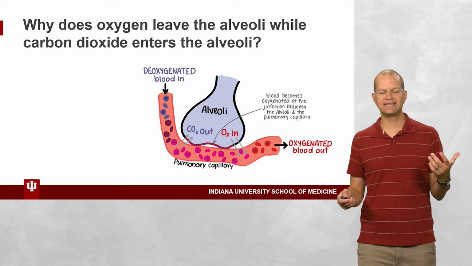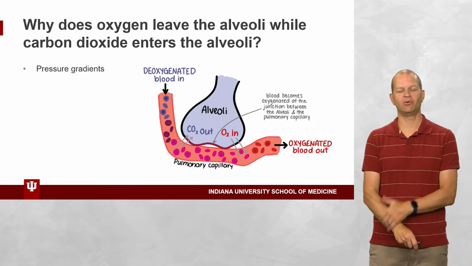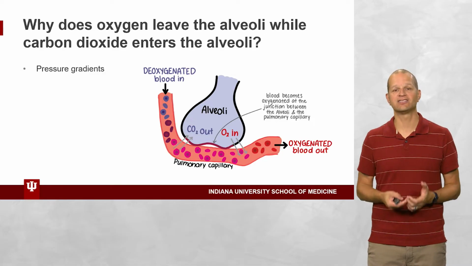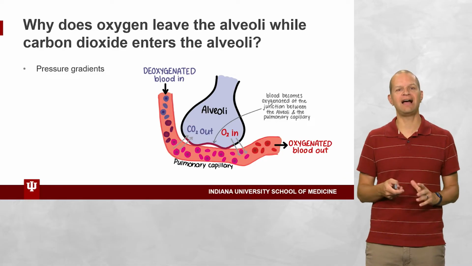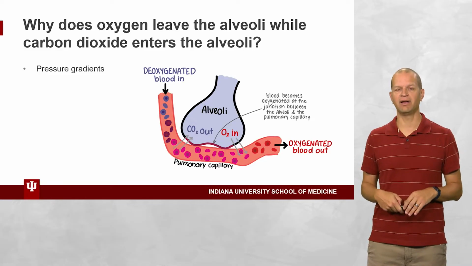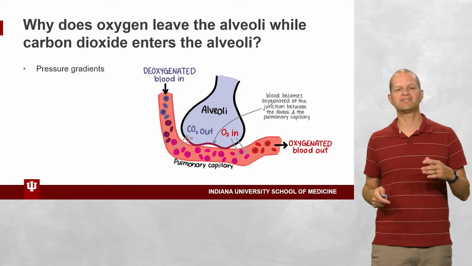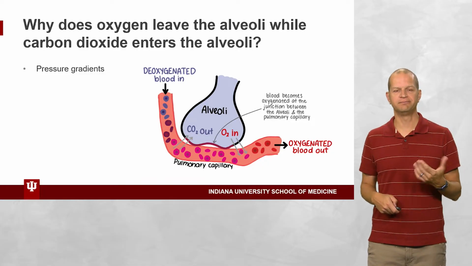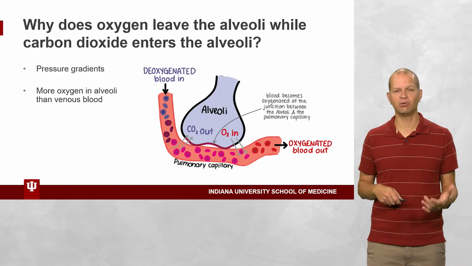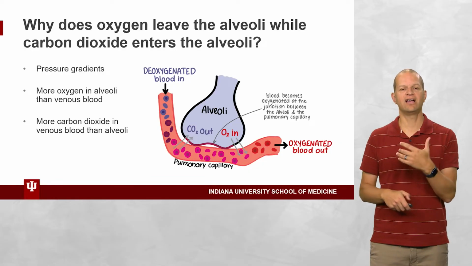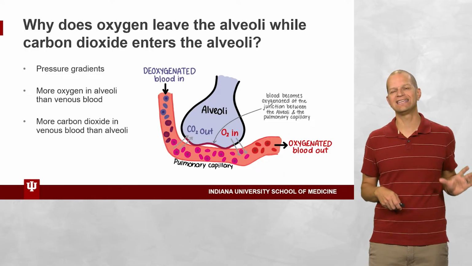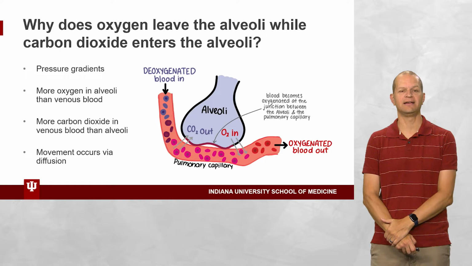So why does oxygen leave the alveoli but carbon dioxide enters? It's all about gradients. We've talked about gradients a lot through this semester, and it continues to be something that we will talk about. This pressure gradient drives the direction of these gases. Since there's more oxygen in the alveoli than venous blood, oxygen will leave the alveoli. Since there's more carbon dioxide in venous blood than the alveoli, it leaves the bloodstream and enters the alveoli.